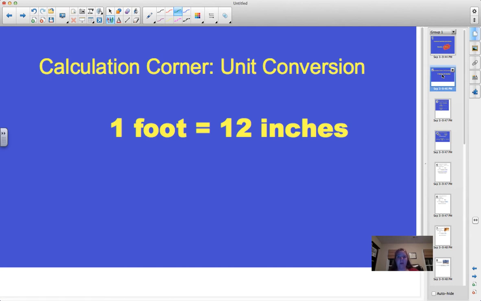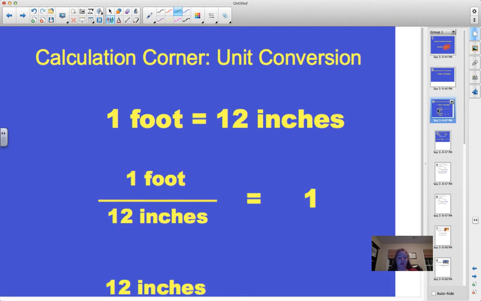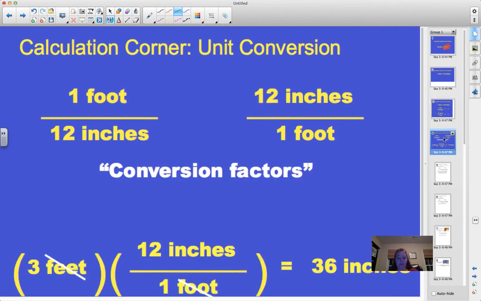Now this is one we're probably all familiar with. It's the 1 foot is equal to 12 inches. It does not matter if you put 1 foot over 12 inches or 12 inches over 1 foot. We're going to manipulate those for our purposes depending on what the problem is asking for.